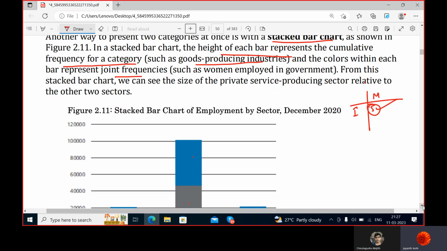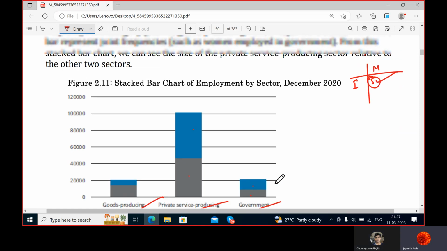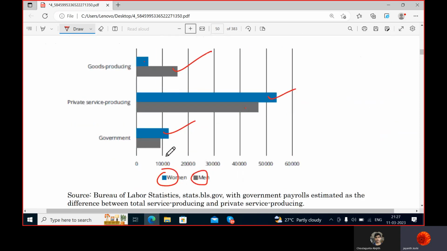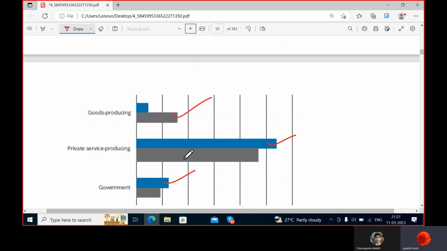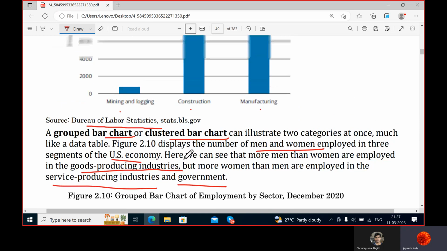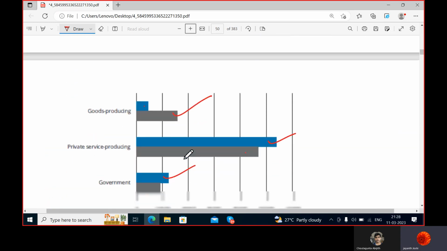So for the stacked bar chart, if I give you a small example, I'll just put a link here. It makes sense here. It's very easily understood. Now this is some goods producing, private service producing and government. And what was the data we had? We had men and women, in tens of thousands. The same data they are showing in the stacked one. They did not give anything, but they gave thousands, and how many women and men are working in that.